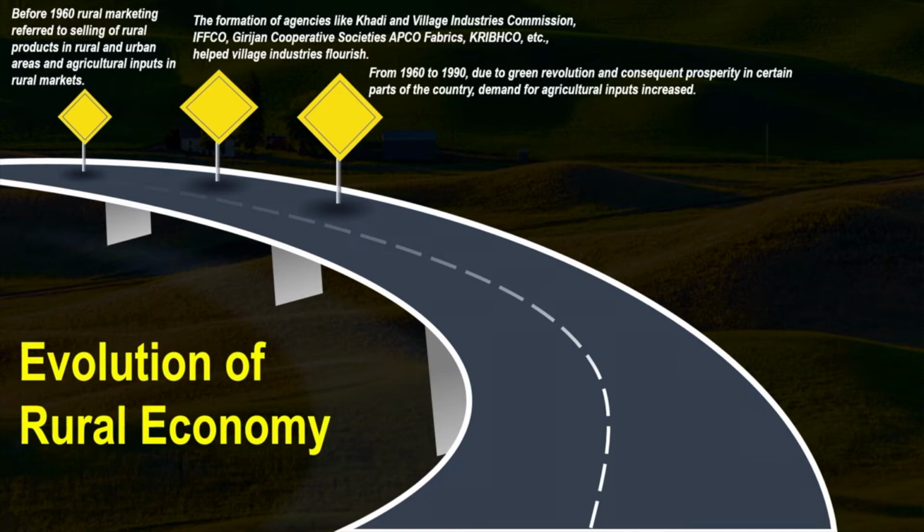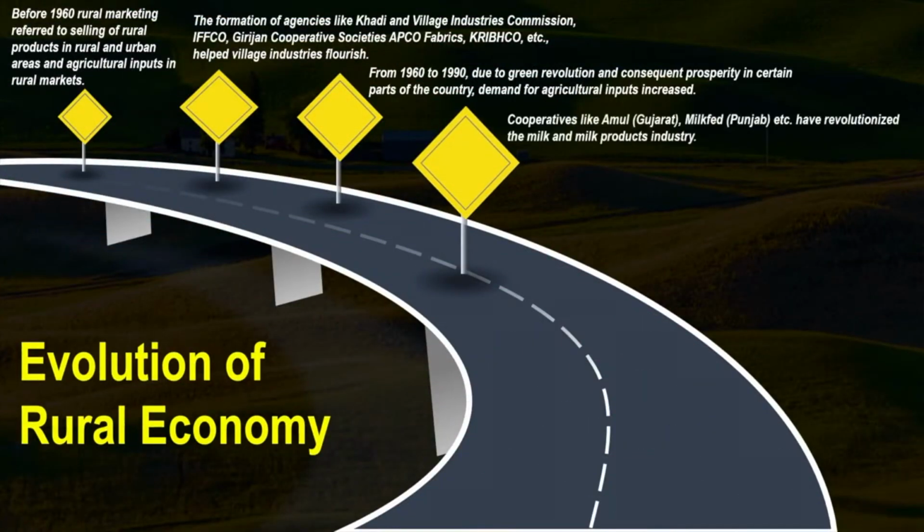Then government also took a number of initiatives, the formation of agencies like Khadi and Village Industries Commission, IFCO, Girijan Cooperative Societies, APCO Fabrics, Cribco, etc. helped village industries flourish, and products like handloom textiles, handicrafts, soaps, safety matches, crackers, etc. hit the urban market on a large scale from rural areas. Parallel to that, cooperative movement has also helped evolve the rural economy. Cooperatives like Amul, Milk Fed in Punjab, they have revolutionized the milk and milk products industry.